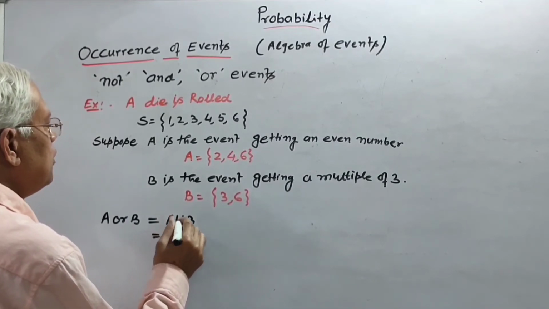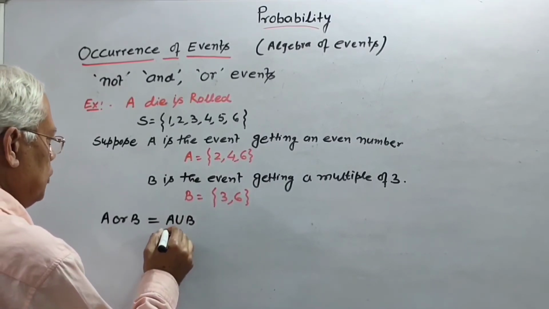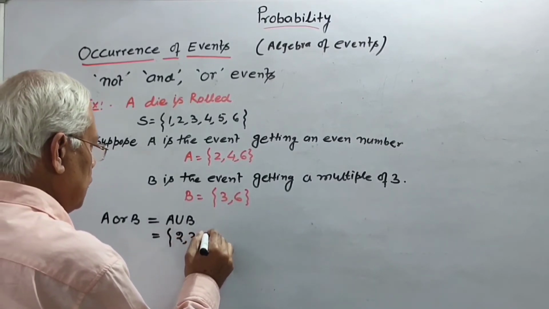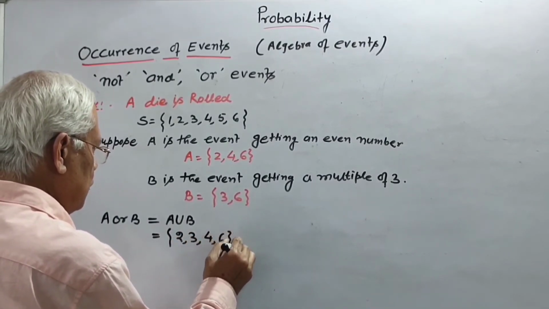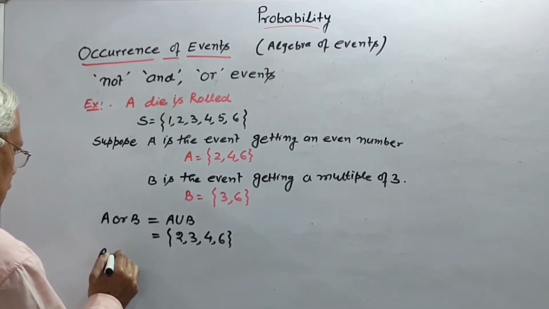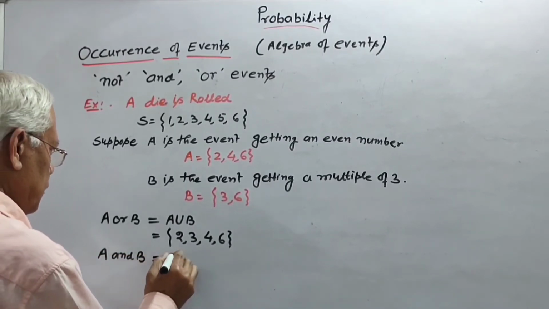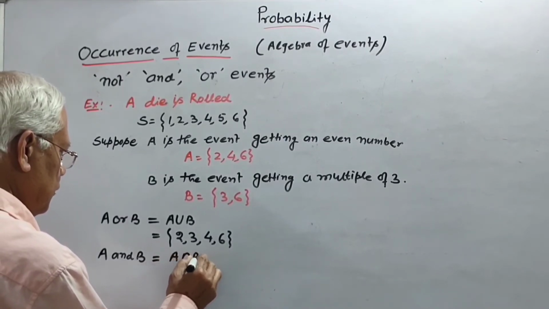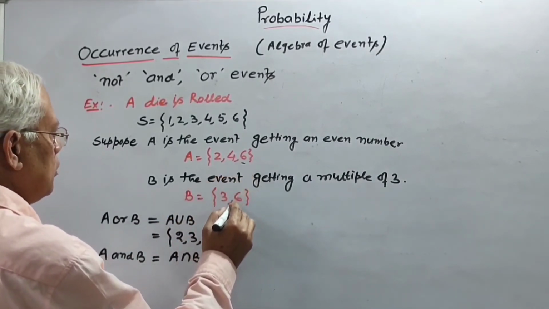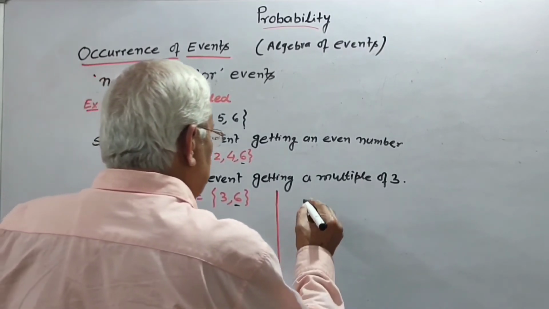And what is A union B here? 2, 4, 6 and 3, 6. Union of these two is 2, 3, 4, 6. And then A and B. Event A and B means A intersection B. And what is A intersection B? Means common elements, that is only 6.